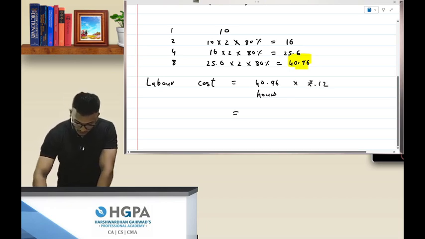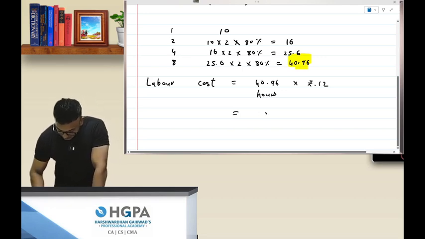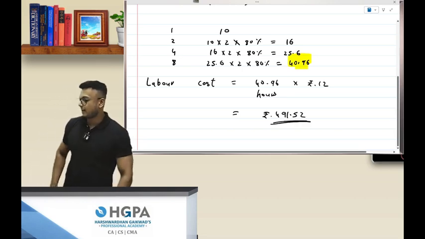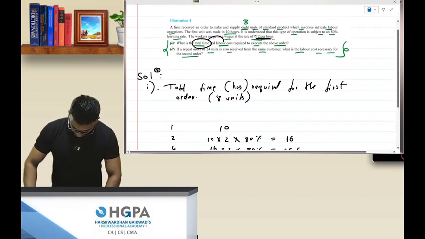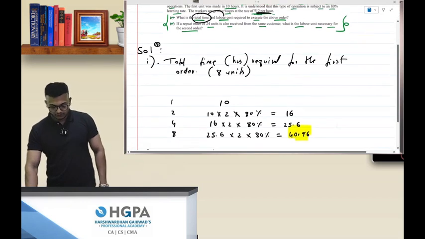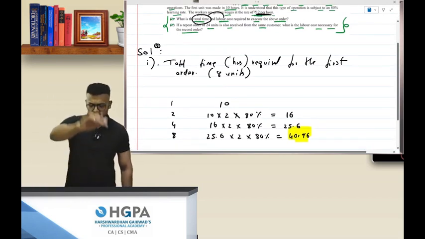Boys and girls, what is the answer? Sir, the answer is rupees 491.52. Is it coming? 491.52. Everybody done? So, okay, done.